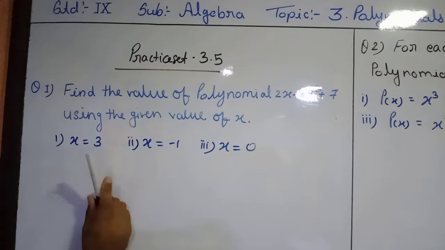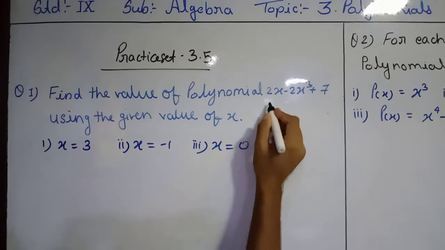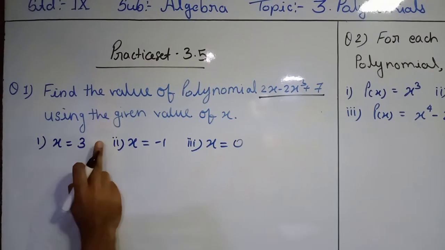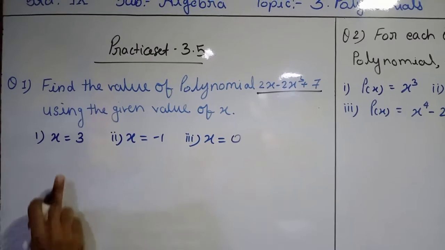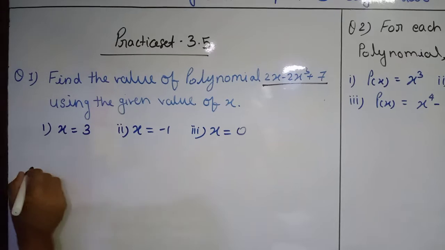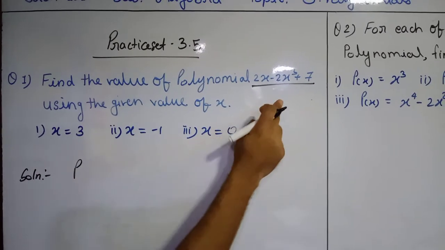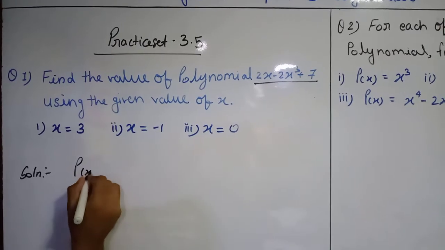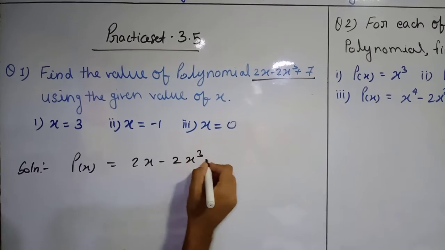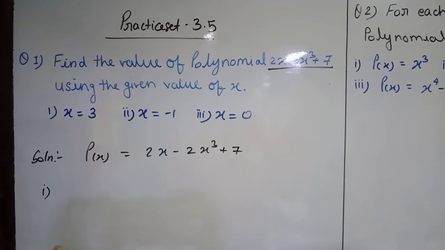Practice set number 3.5. Question number 1. Find the value of polynomial. Here we have the polynomial 2x minus 2x cube plus 7 using the given value of x, and here we have the value of x given. So let's start. In this polynomial we have the variable x, so we should write P(x) is equal to 2x minus 2x cube plus 7. Now the first one, we have to take x is equal to 3.